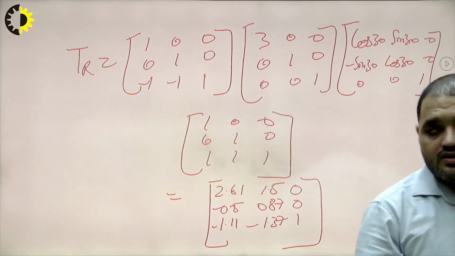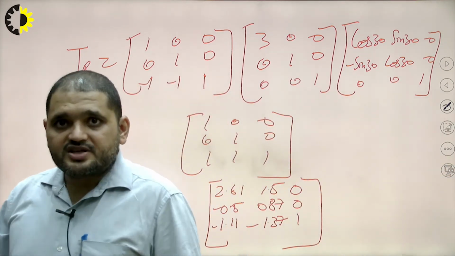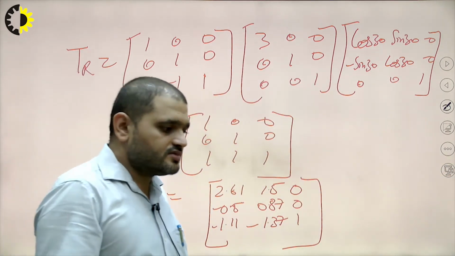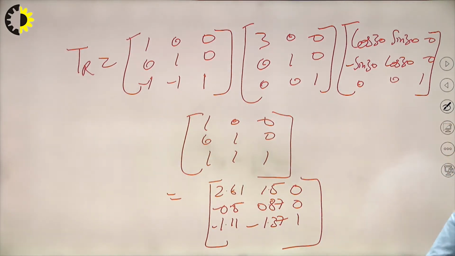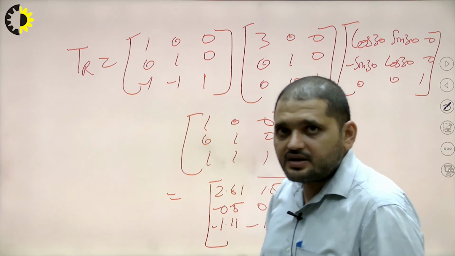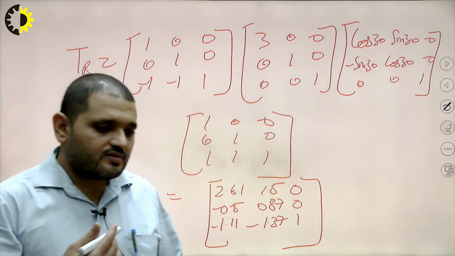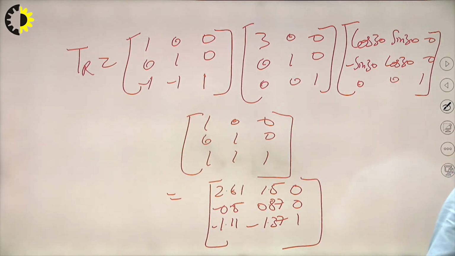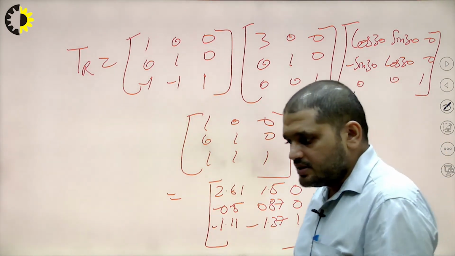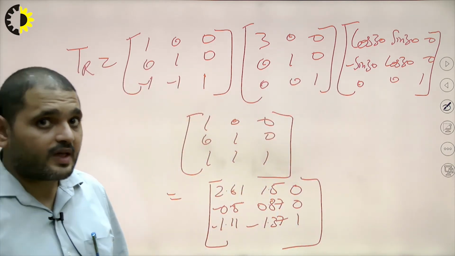So this is how we can calculate the transformation matrix for simultaneous transformations. Like in this, translation is being done, scaling is being done, rotation is being done. So this is how we will approach and solve these types of problems in a sequential way. Okay.